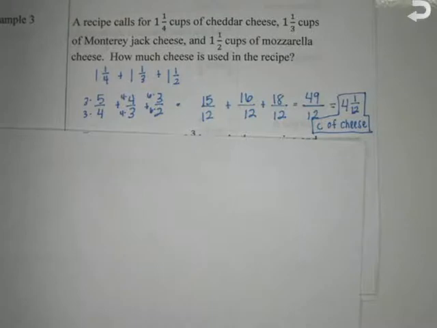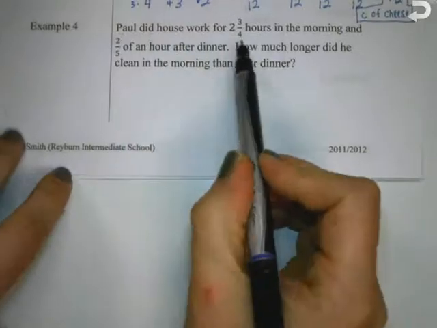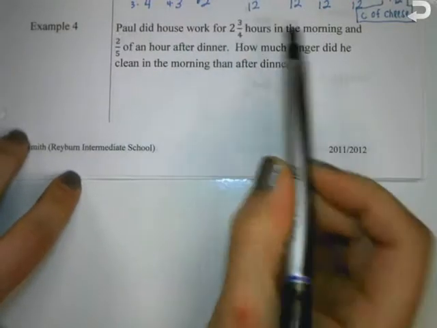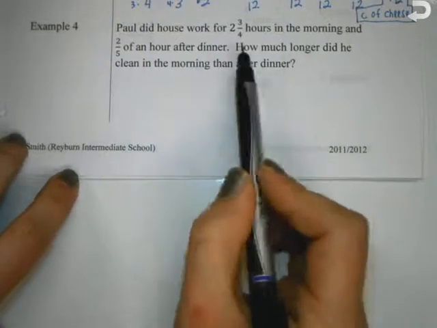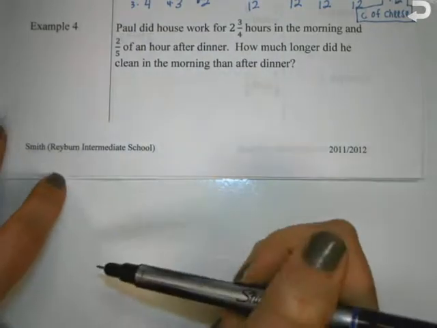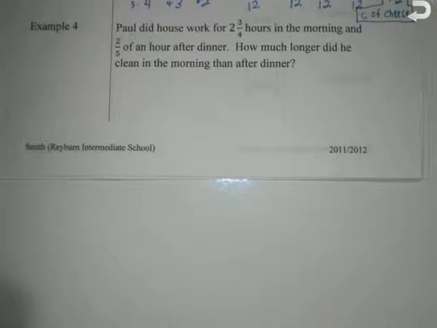Okie doke. Example 4. Paul did housework for 2 3/4 hours in the morning and 2/5 of an hour after dinner. How much longer did he clean in the morning than after dinner? Everybody, what type of problem is this? It is subtraction. Here's what I want you all to do. Set it up, solve it, box your answer for me. Okay. Here's what I got so far. All I did was set up the subtraction.